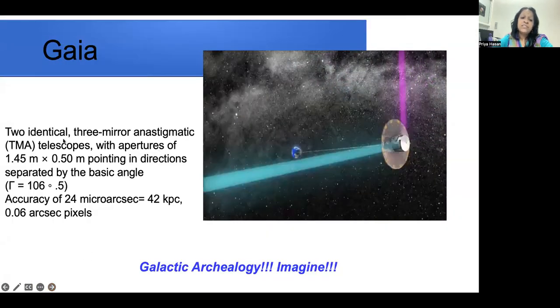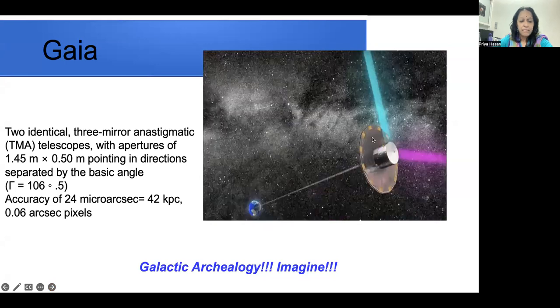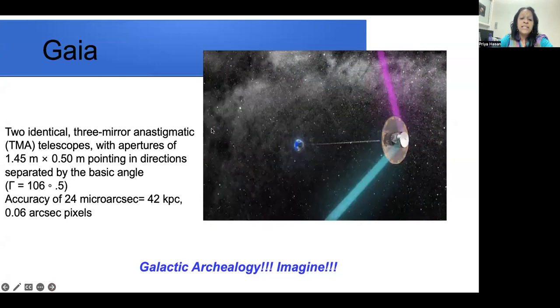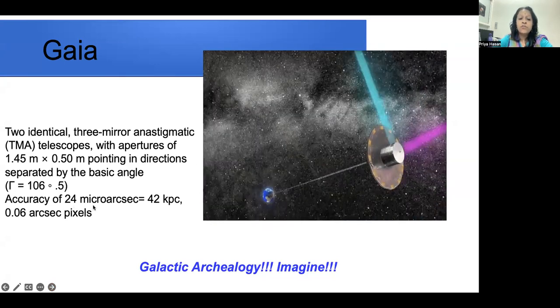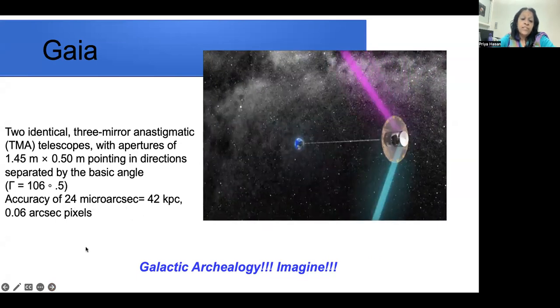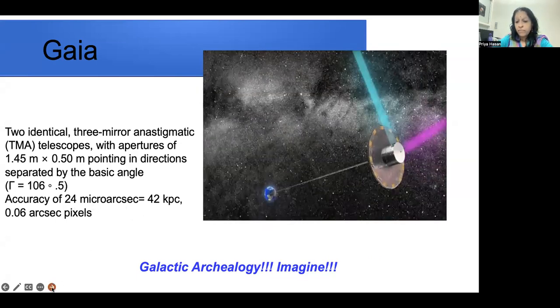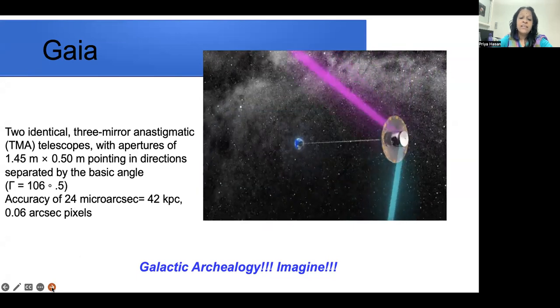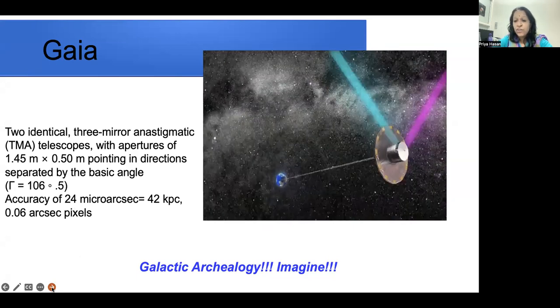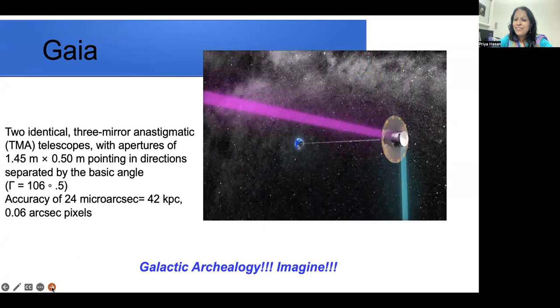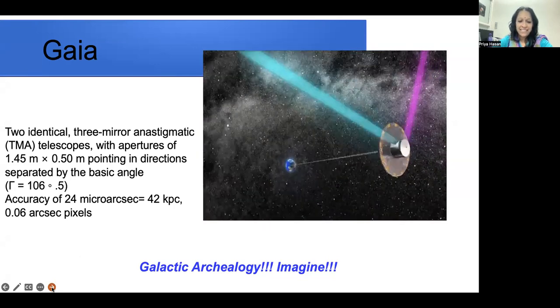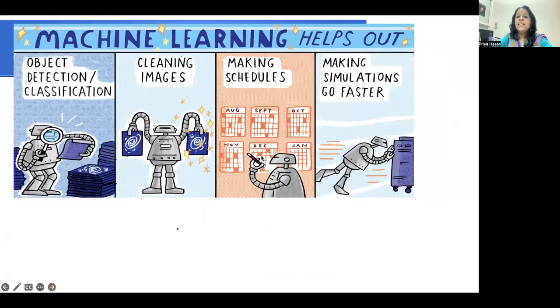Now, Gaia basically has two identical 3-meter astrometric telescopes. And basically what it does is it gives you an accuracy of about 24 microarcseconds to a distance of about 45 kpc with very good accuracy. It can be used for galactic archaeology, and it has been giving us really good insights into the structure of our galaxy. Now, machine learning comes in to help in such cases because it actually helps us in doing object identification, classification, cleaning images, making schedules, making simulations go faster.